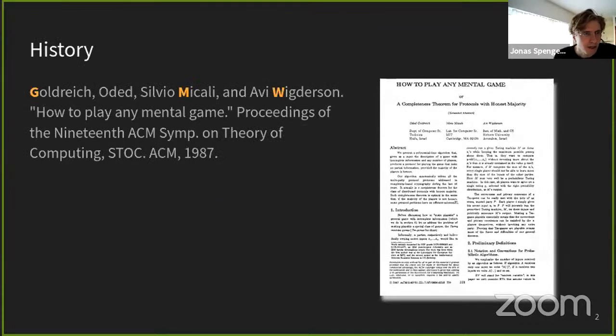Just to give you a bit of insight into the history or the context around this paper, it was published in 1987. And this is only 1 year after Yao's garbled circuit publication, which was in 1986. So as far as I know, this was the first secure multi-party computation protocol for multiple parties, whereas Yao's garbled circuit was only for 2 parties.